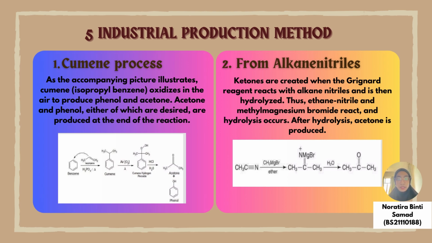Second is from alkanenitriles. Ketones are created when the Grignard reagent reacts with an alkanenitrile and is then hydrolyzed. Thus, ethanenitrile and methyl magnesium bromide react, and hydrolysis occurs, then acetone is produced.